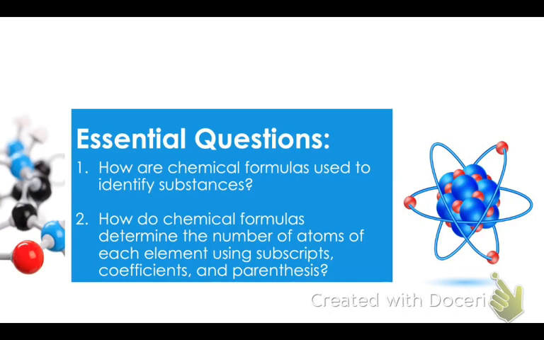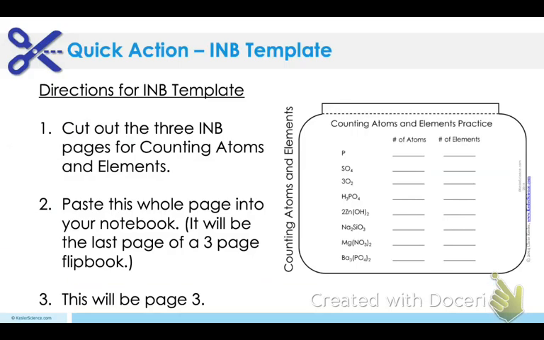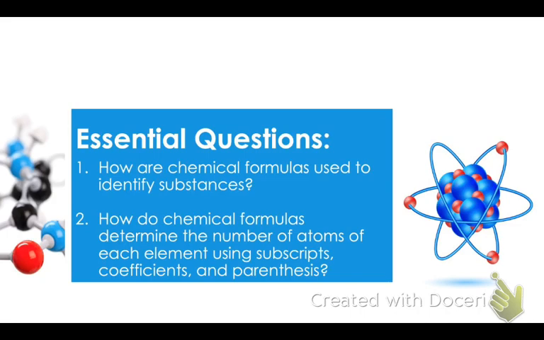So the essential questions that you need to write down at the top of the page are: how are chemical formulas used to identify substances? And how do chemical formulas determine the number of atoms of each element using subscripts, coefficients, and parentheses? Go ahead, pause here if you are still writing.